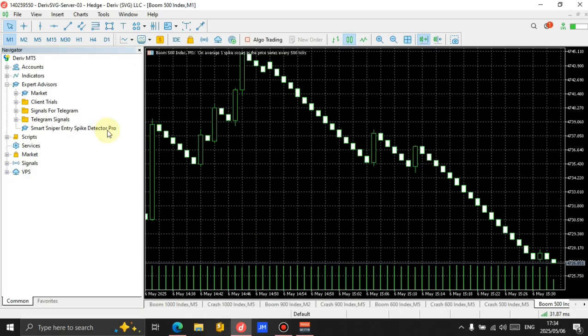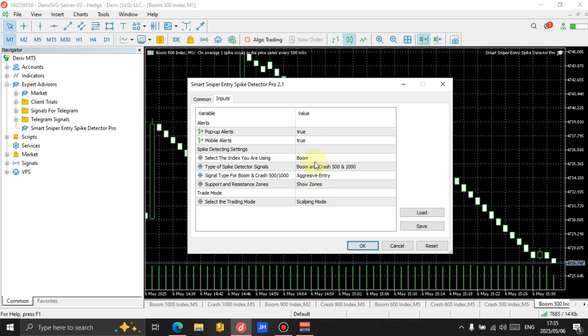So let me show you what settings to use when you load the Smart Sniper Entry Spike Detector onto your charts. As you can see, this is Boom 500. Let me drag it onto the chart. Select the index that you're using. So if you're trading the Boom index, just make sure that the Boom option over here is selected. And as you can see, there's the type of spike detector signals.